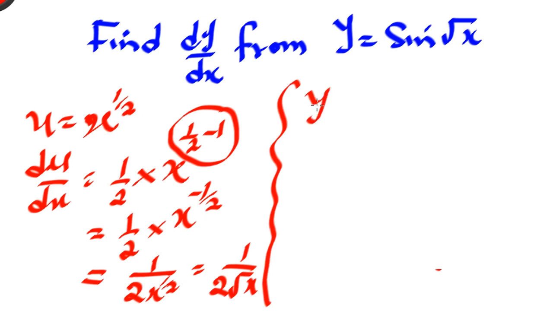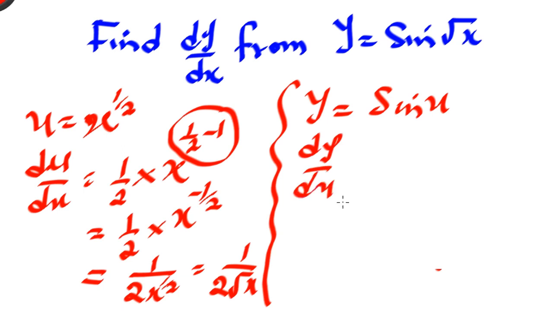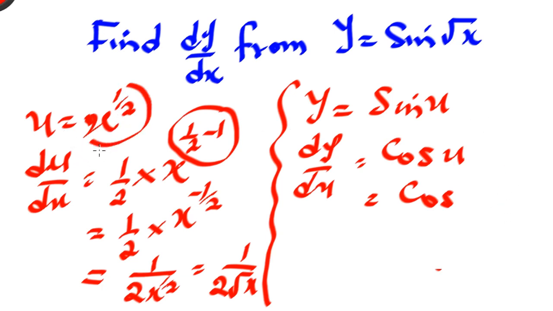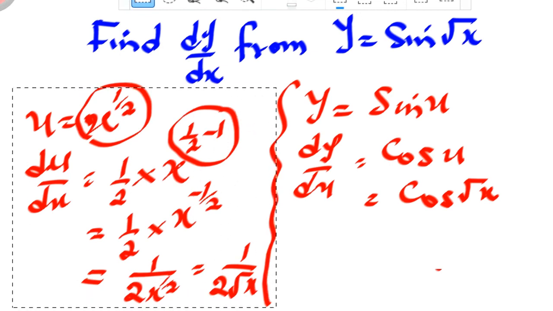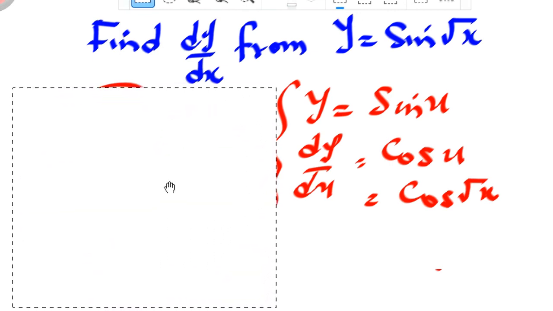Next, we have y equal to sine u. The derivative dy/du, the derivative of sine u, is cos u, and that gives us cos. What is u? U is equal to square root of x. So from the chain rule, we bring in our dy/dx.